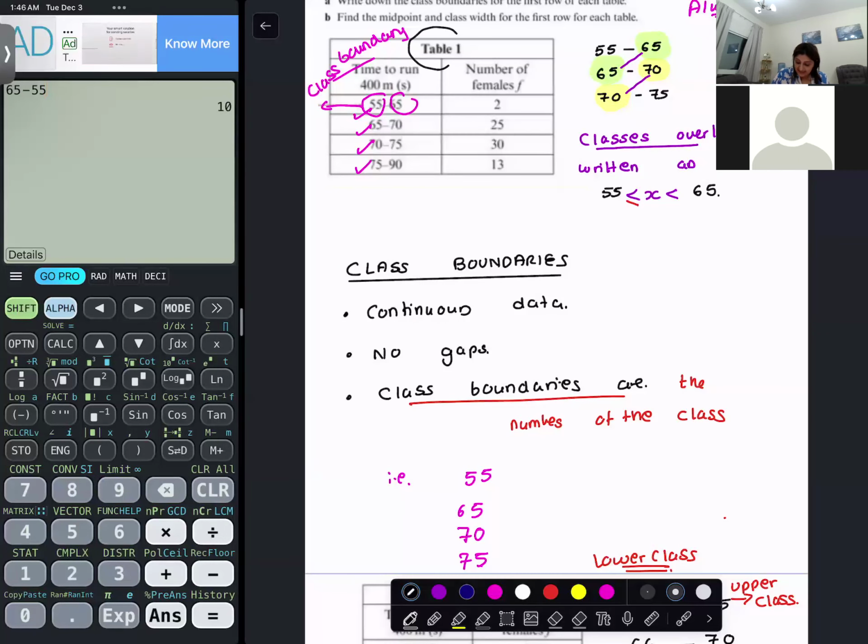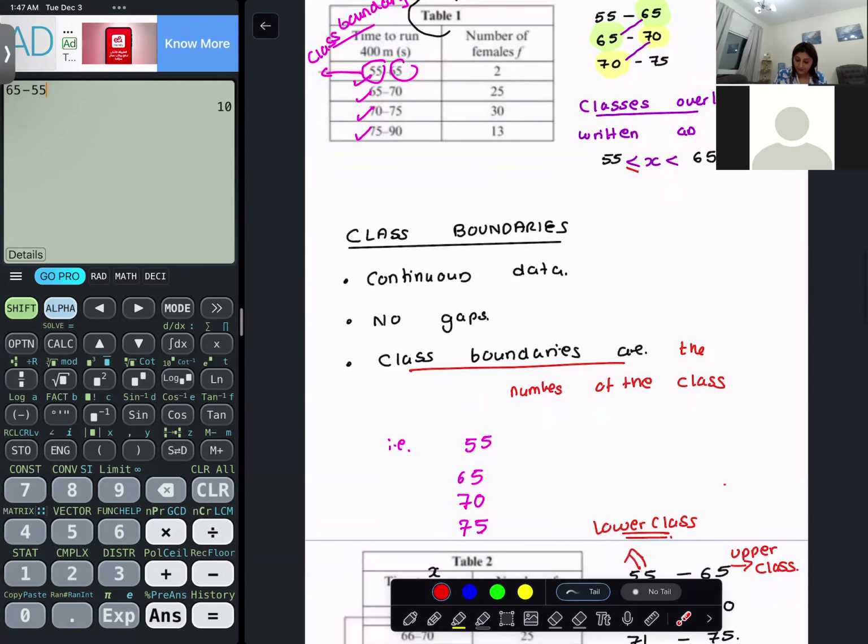When I'm talking about my table 1, the classes 55 to 65, 65 to 70, 70 to 75, what is this? This is continuous data. There are no gaps. So if I am asked to define the class boundaries, the class boundaries would be 55, 65, 70, and 75. 55 would be the lower bound, and this would be the upper bound.